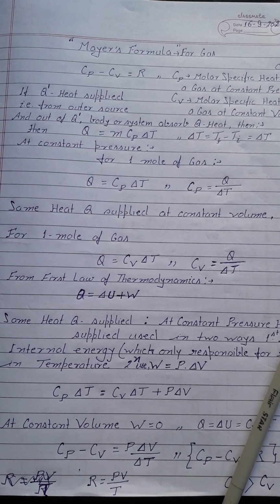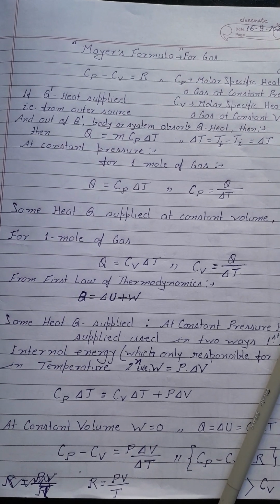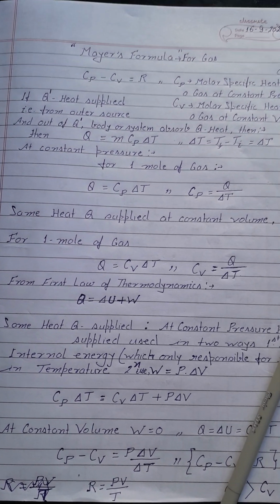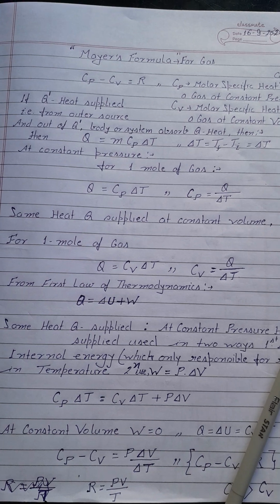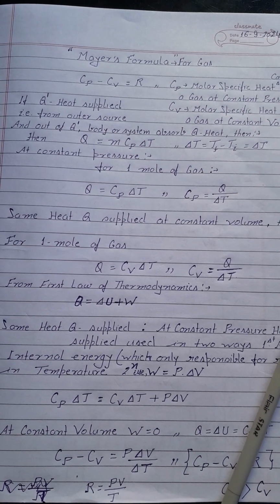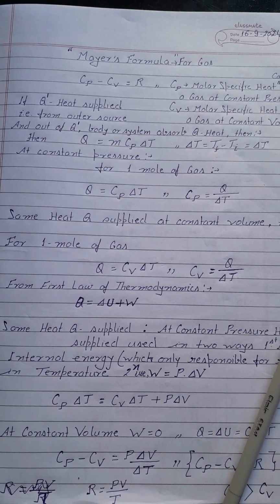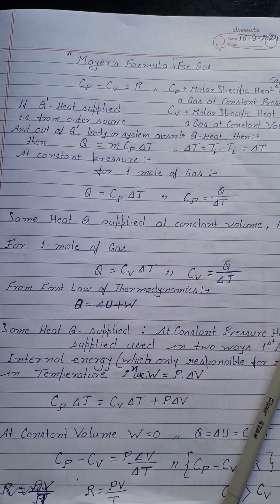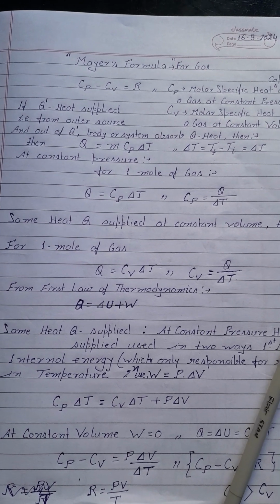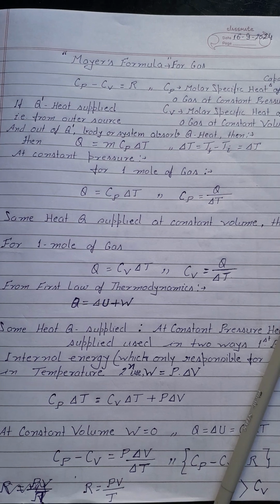So once we prove P equal to 1 upon 3 rho V square, where rho is the density of the gas molecules, and V square, here is important, is nothing but the average or mean square velocity of the gas molecules.